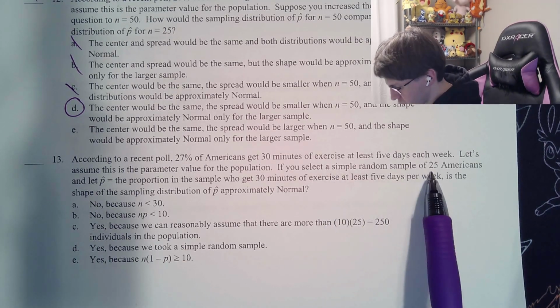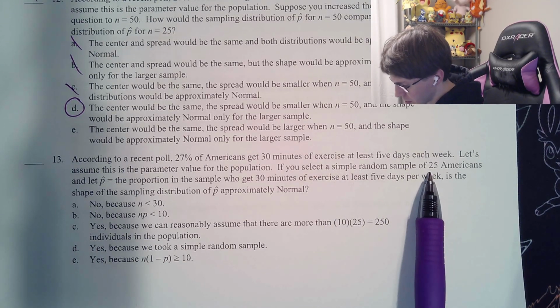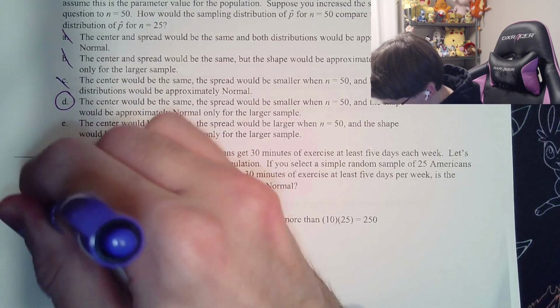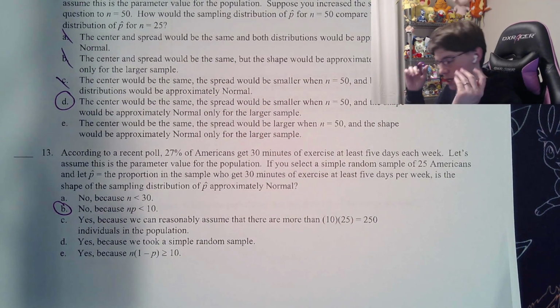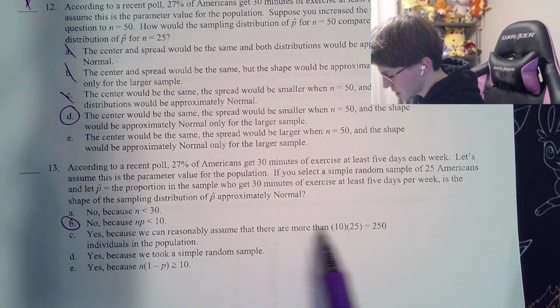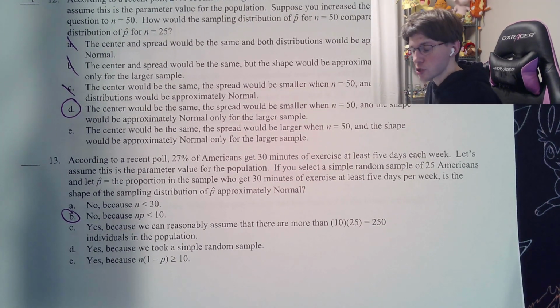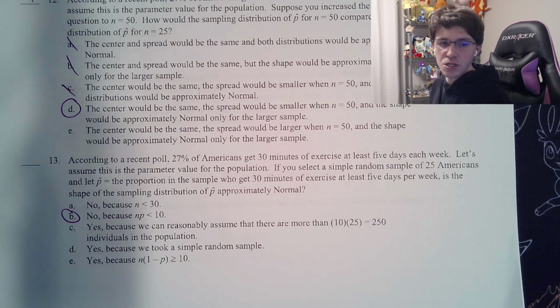Over here, the simple random sample was 25. We just figured out that it's not bigger than 10, so the answer is no. Don't know why I put this question on there twice. Oh, actually, I do remember now. This is the 10% condition, which is the large population condition, which is different.